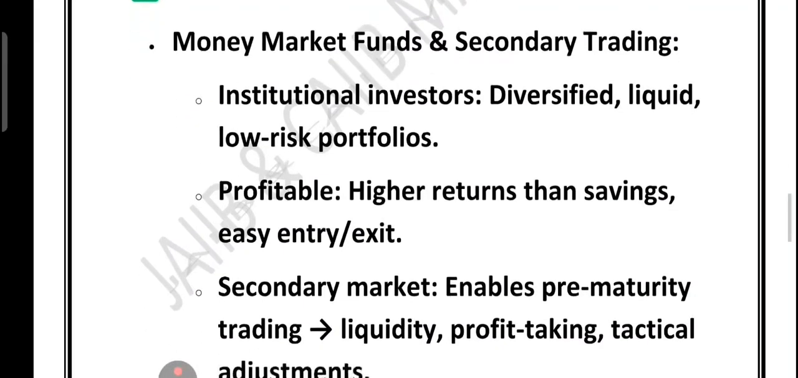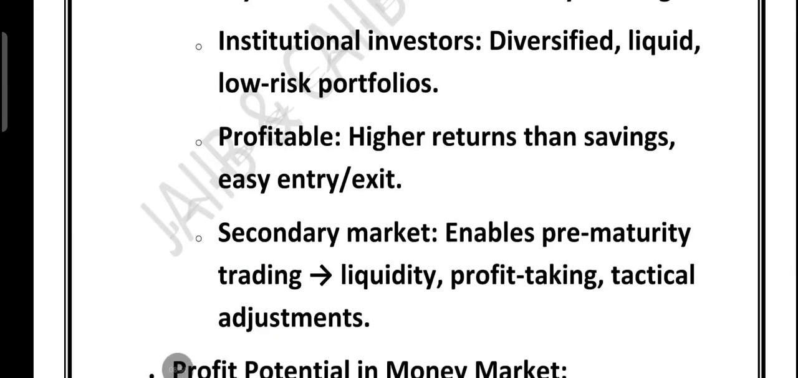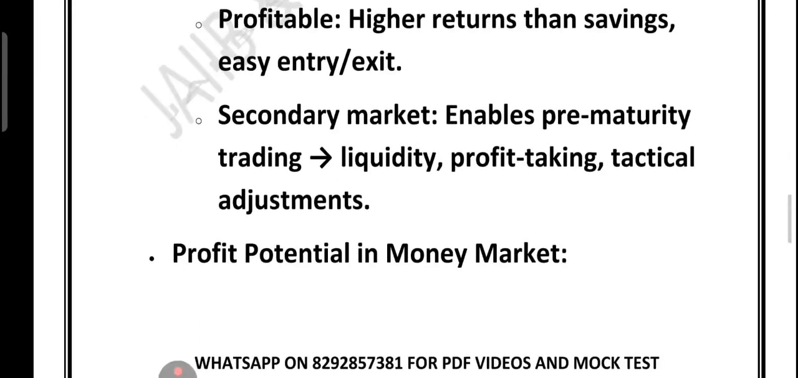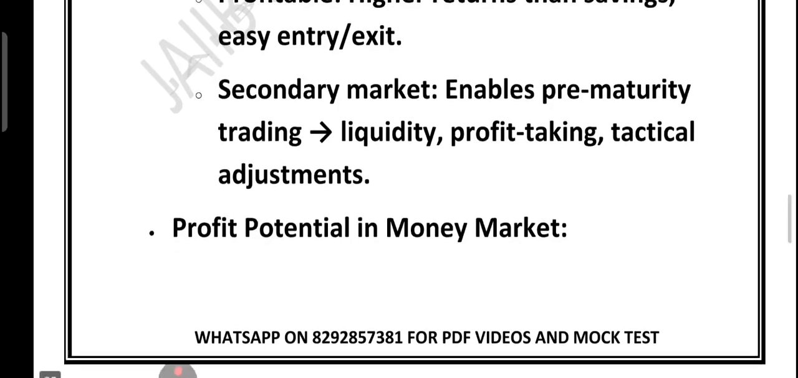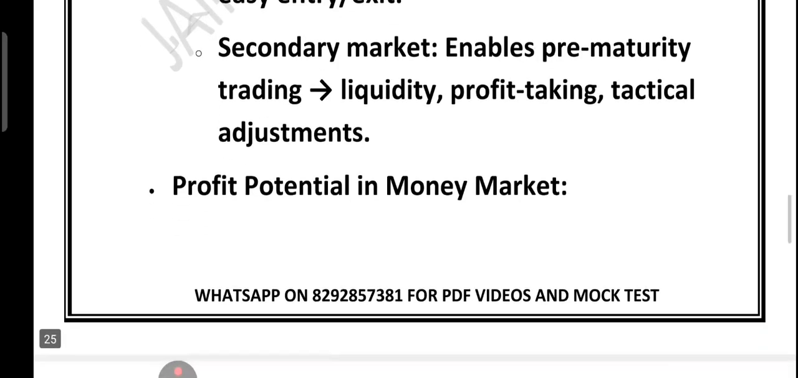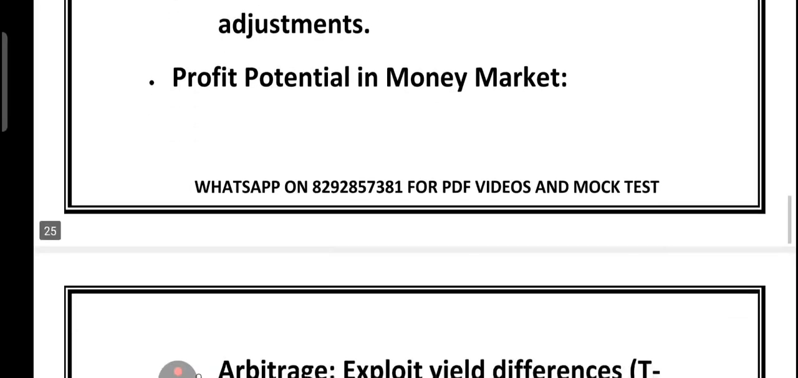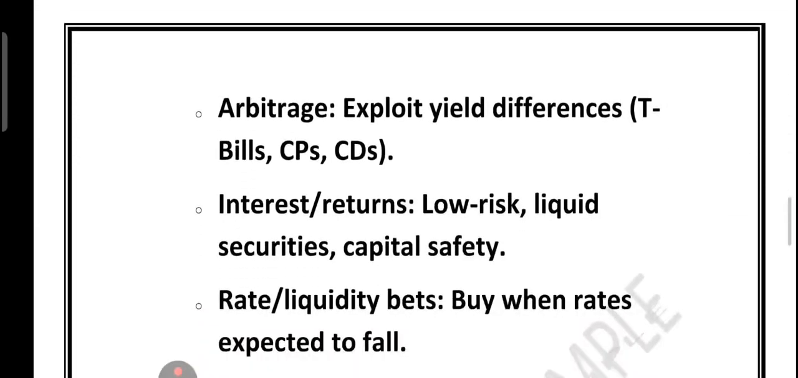So, money market funds and secondary trading. Institutional investors manage diversified, liquid, low-risk portfolios. They provide higher return than a savings account with easy entry, easy exit. Secondary market trading allows premature buying and premature selling, which adds liquidity, profit taking, and tactical adjustment. So remember the key point: money market funds offer liquid, low-risk profit with flexibility to trade anytime.